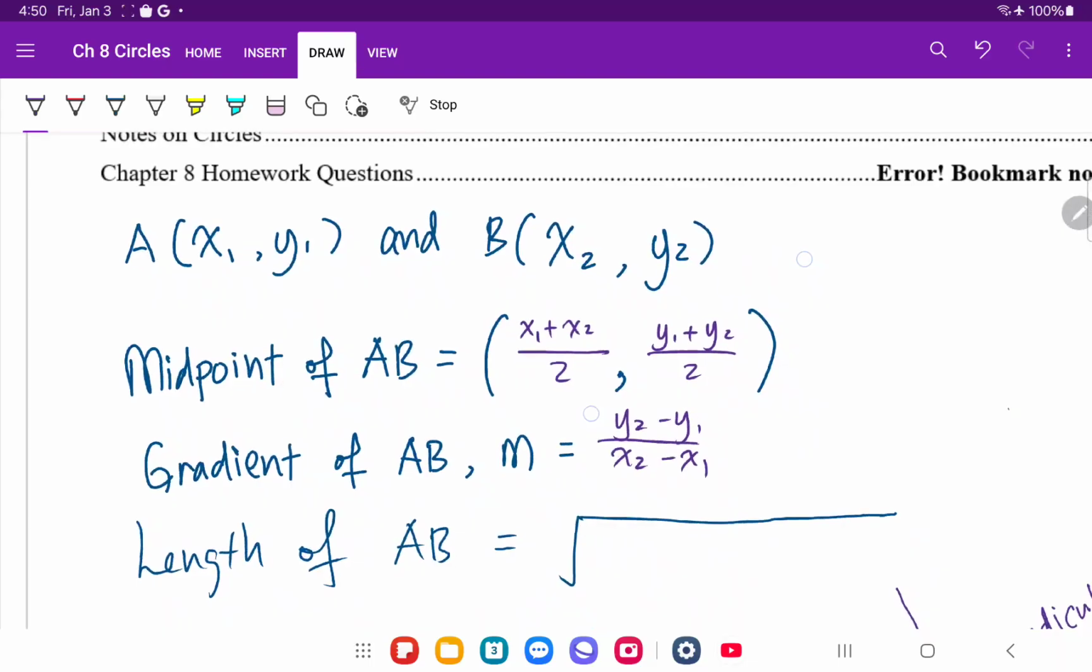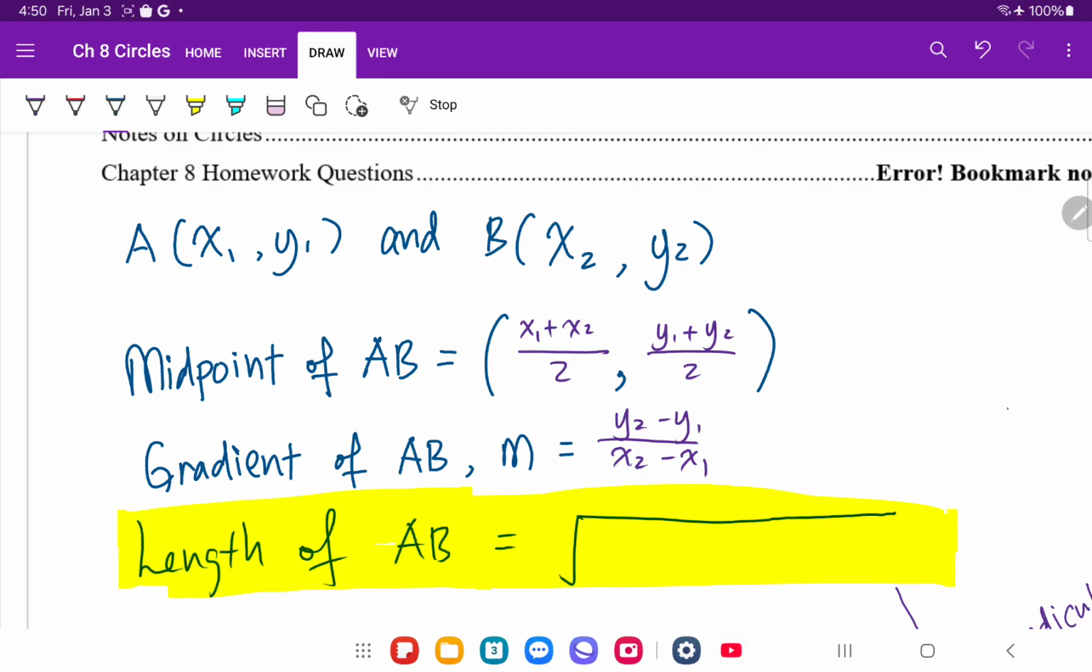Next, this particular formula for the length of a line segment AB will be important. We will be using this later on for today's lesson. The formula you have learned in eMath is bracket square plus bracket square. Within the bracket, x2 minus x1, y2 minus y1. Please be careful about the plus and minus signs. So I put a star here. I will be referring to this later on. Moving on.